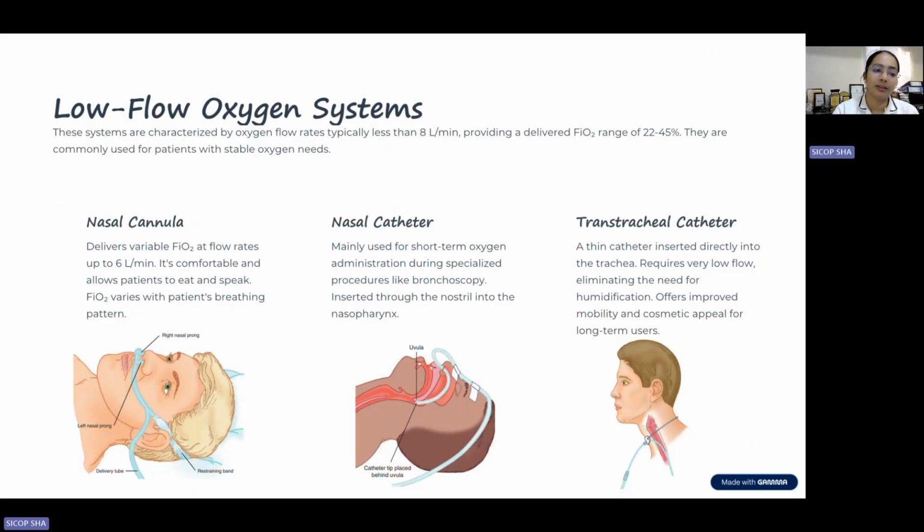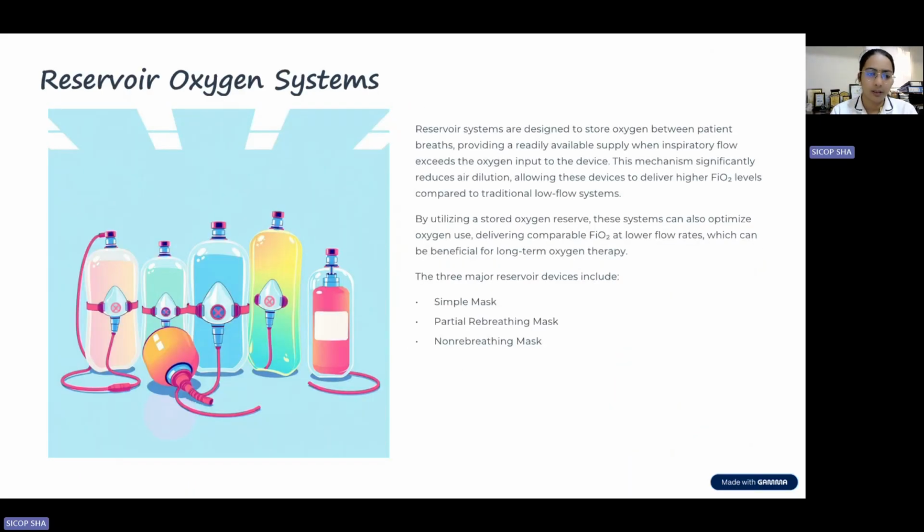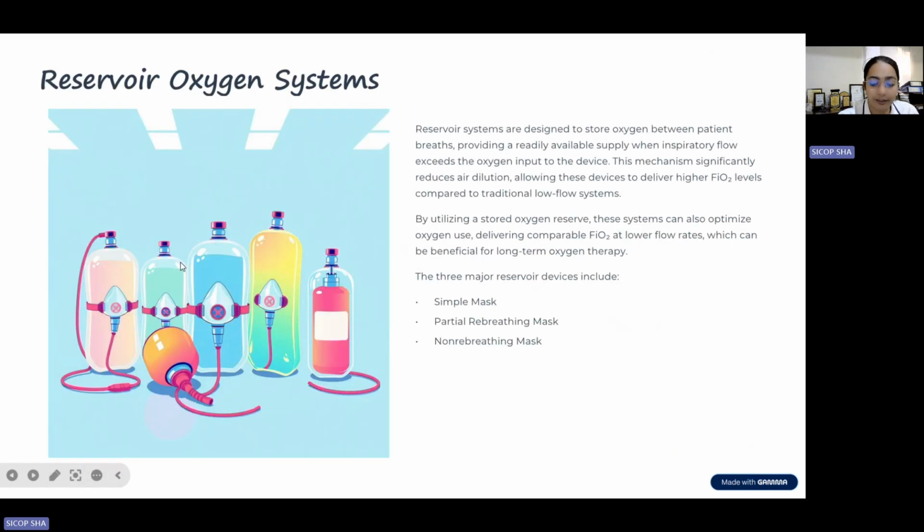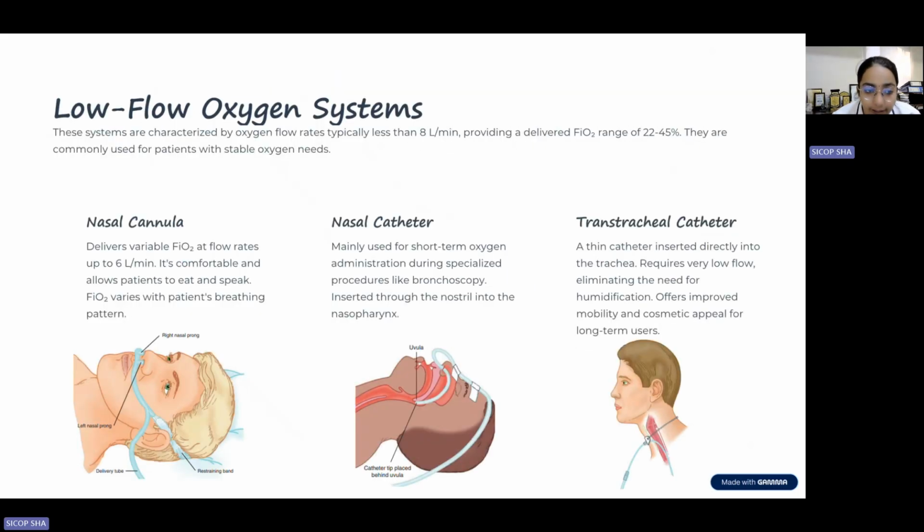So nasal cannula, I think, is the most common of this particular system. It delivers a variable FiO2 at a flow rate. The word variable is of key importance here. It delivers a variable FiO2 because there is the entrainment system: the air around can be mixed with the oxygen delivery system air.